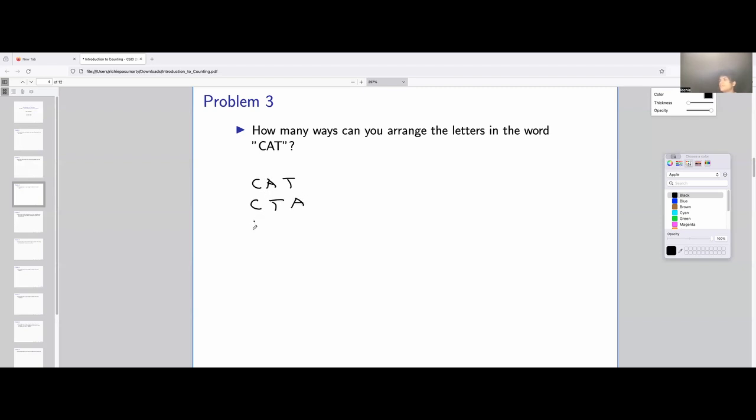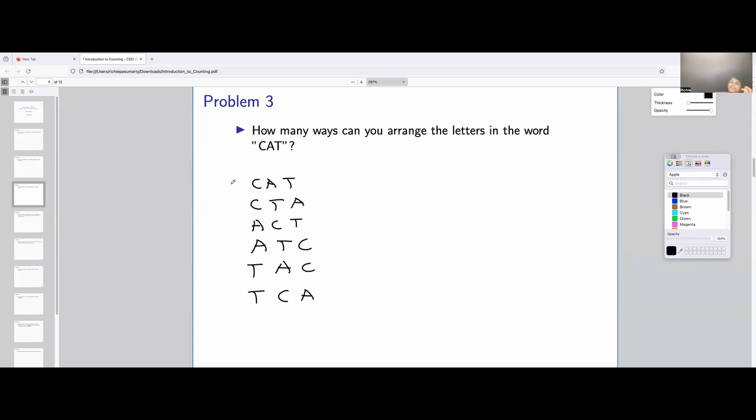Maybe it doesn't start with C, it starts with A. With those starting with A, I could swap C and T around. Maybe it doesn't start with C, maybe it doesn't start with A, maybe it starts with T. That's the last possibility. I have TAC, and of course, these AC can be swapped around to CA.